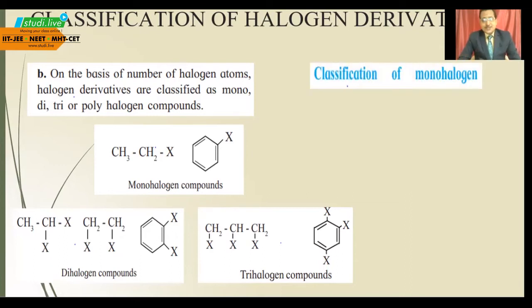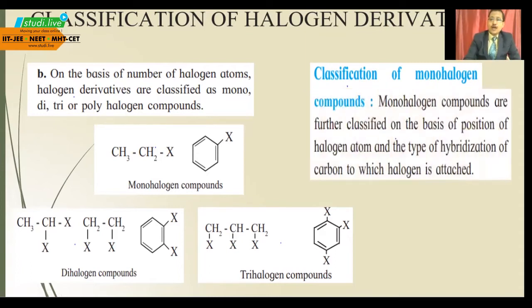Now we go to more details of classification. So first we did the classification of halogen derivatives. The first classification was haloalkanes, haloalkenes, haloalkynes and haloarenes. That was depending upon the carbon structure: single bond, double bond, triple bond and benzene ring. The second classification that we are talking about now was on the basis of the number of halogen atoms. One halogen atom is mono, 2 is di, 3 is tri. You can see here mono, di, tri. So monohalogen, dihalogen, trihalogen. Now we move to the next one, that is the classification of monohalogen compounds.